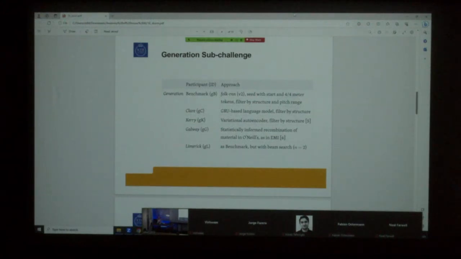The generation sub-challenge featured these five participants. There's a benchmark, which is just folk-rnn version 2, seeded with the start token and a 4/4 meter token. We provided some post-generation filtering just to make sure it fit within the framework of what a reel is. Then we had a GRU-based language model, a variational autoencoder, a statistically informed recombination of material in O'Neill's, and the benchmark using beam search, a more complicated sampling scheme.